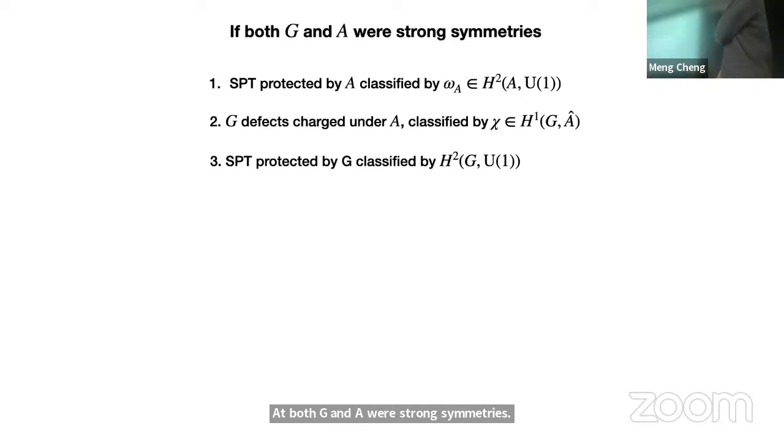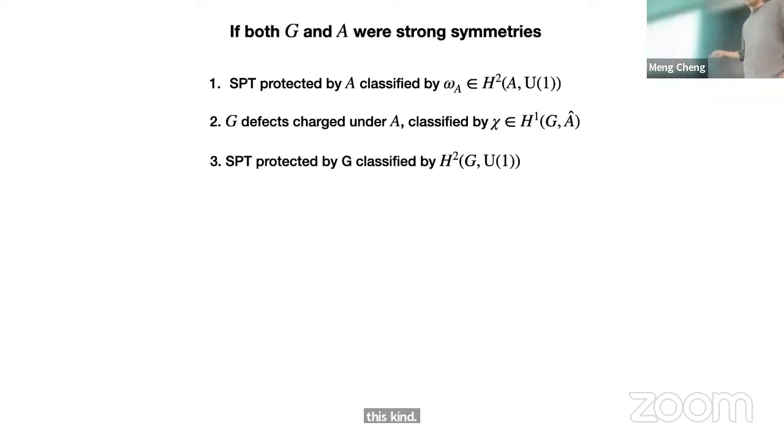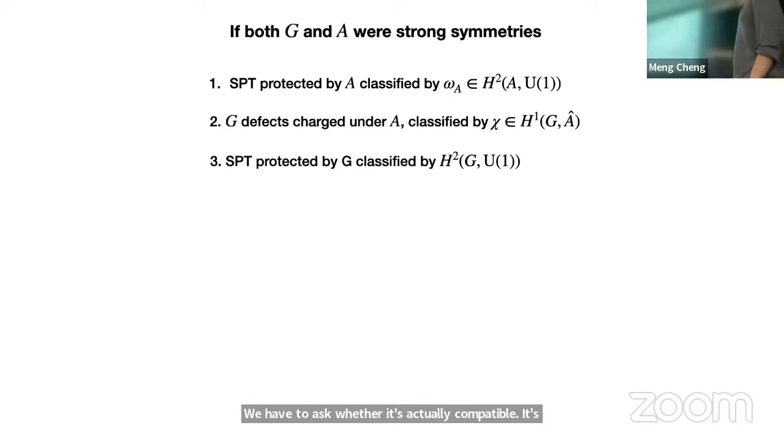But now this is not enough. So just give me some SPT protected by A. If there was no G symmetry, that's the end of story. But now we want to make sure that this SPT protected by A with some features is compatible with having G symmetry. Okay, it's not obvious that it's compatible. And again, same thing for the second line. If you want to have this particular pattern declaration given by this chi, we have to ask whether it's actually compatible, a consistent physical realization of this declaration pattern.